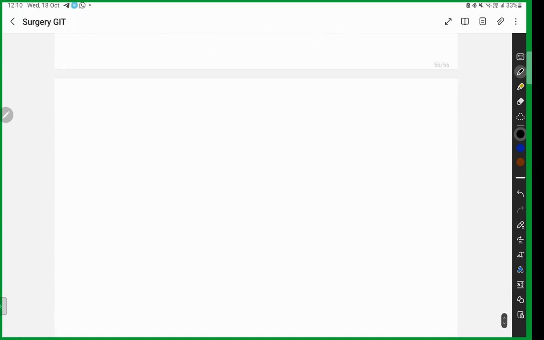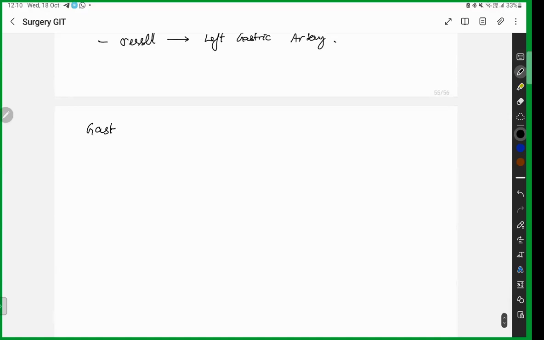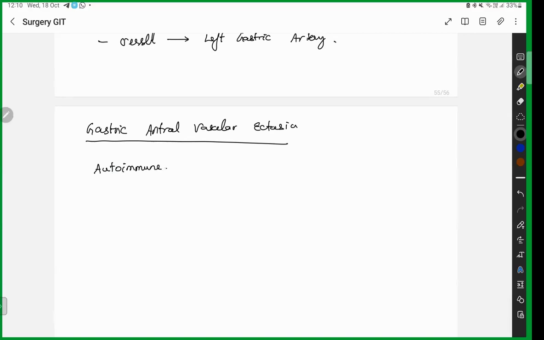Next, we are going to discuss GAVE. What is GAVE? Gastric antral vascular ectasia. So what is gastric antral vascular ectasia? This is going to be dilated venules present in the antrum. It's an autoimmune disease, presenting with dilated venules. Dilated venules are going to be there.